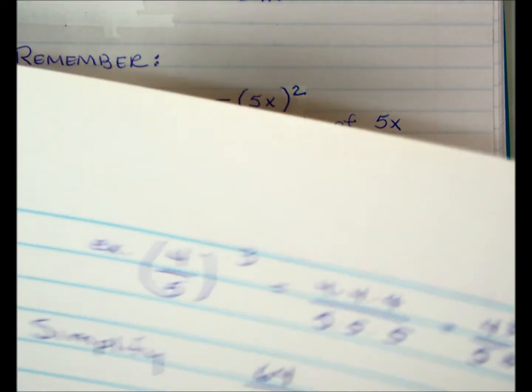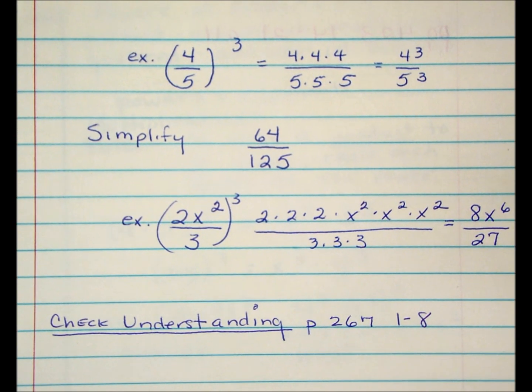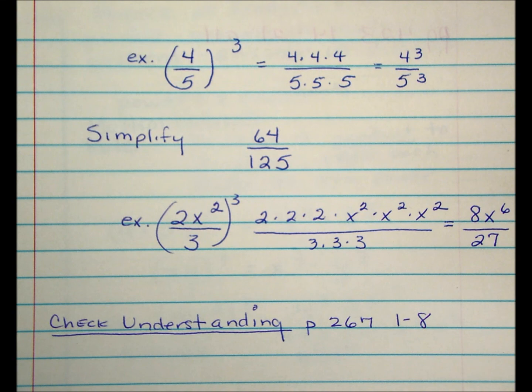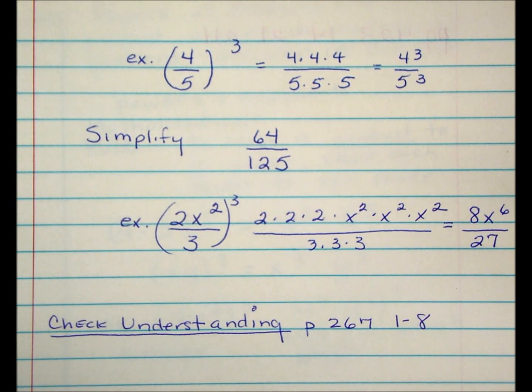And I'm just going to bring in my piece of paper, which I'll tape down later. But let's look at this example, which says 4/5 to the 3rd power. So I did 4 times 4 times 4, and 5 times 5 times 5, which is 4 to the 3rd power over 5 to the 3rd power, or 4 cubed over 5 cubed. To simplify that, I would simply multiply.